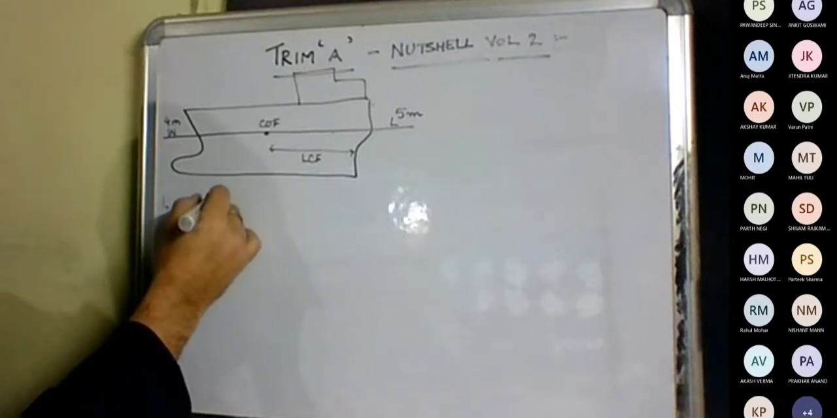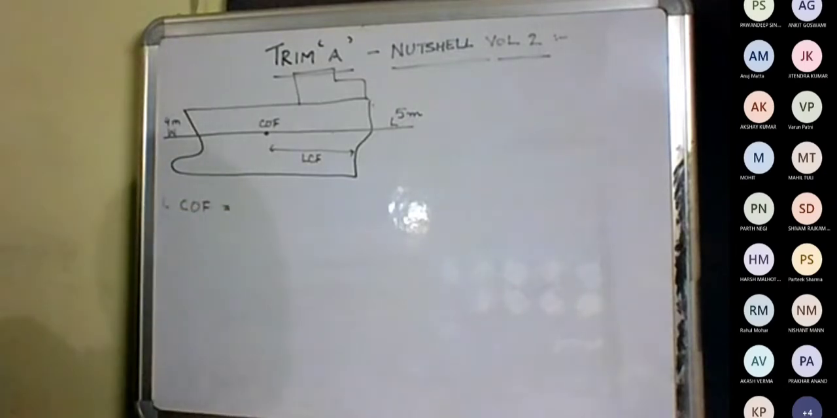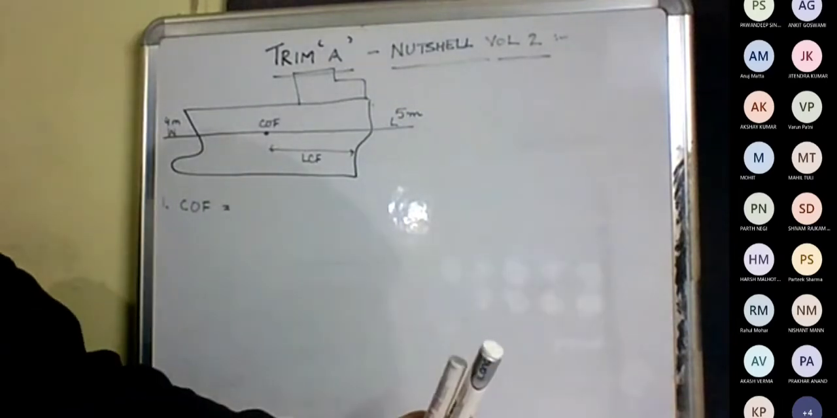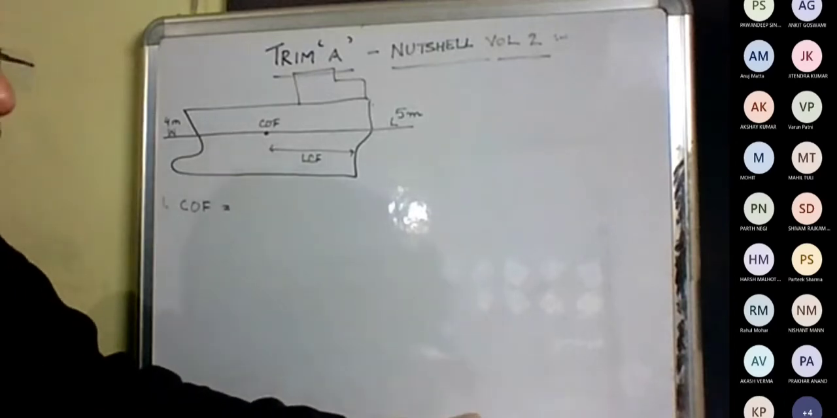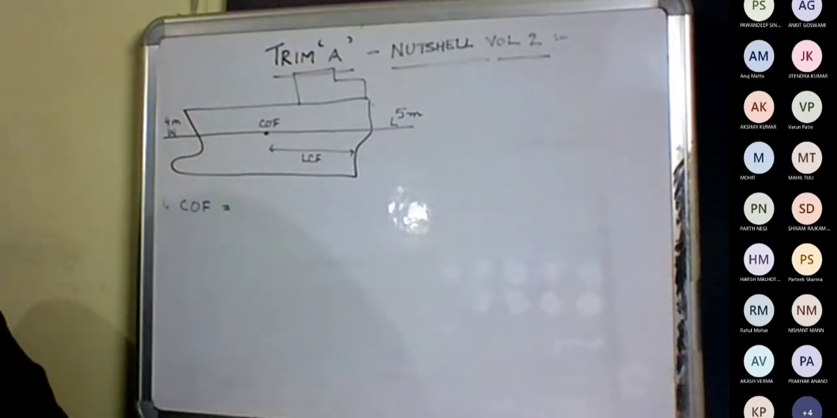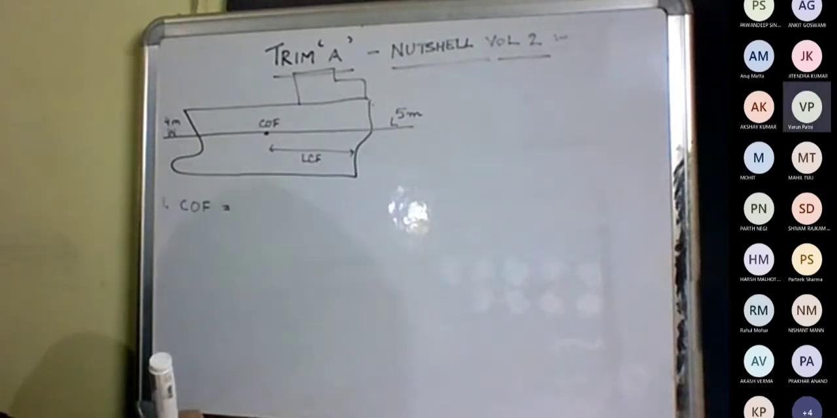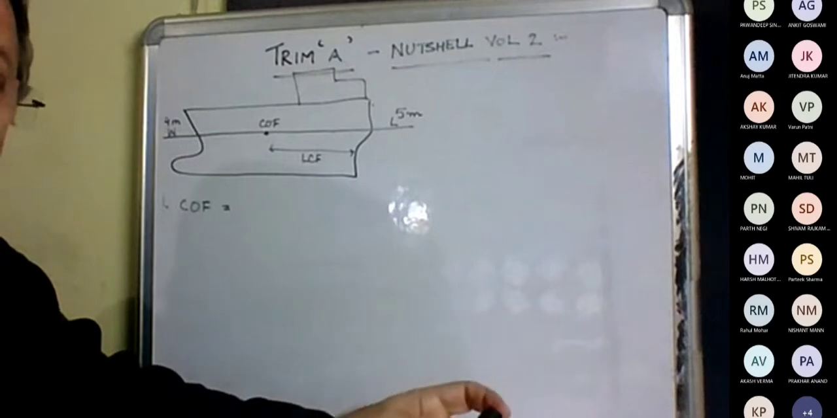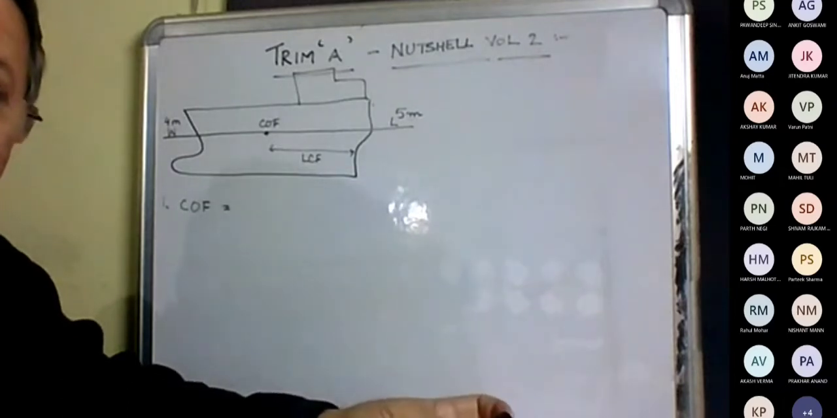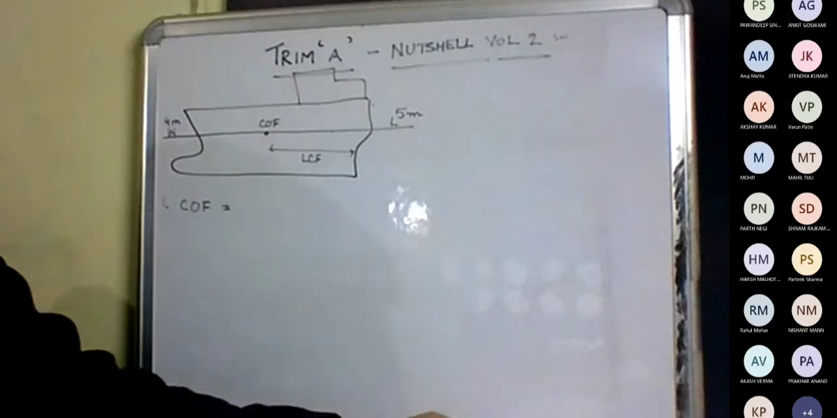What is the definition of center of rotation? Anybody in the class? Sir, center of flotation can be imagined as an imaginary point for which the whole mass of the body is supposed to be concentrated. Negative. That's not the right definition. Anybody else? How do you define center of rotation?